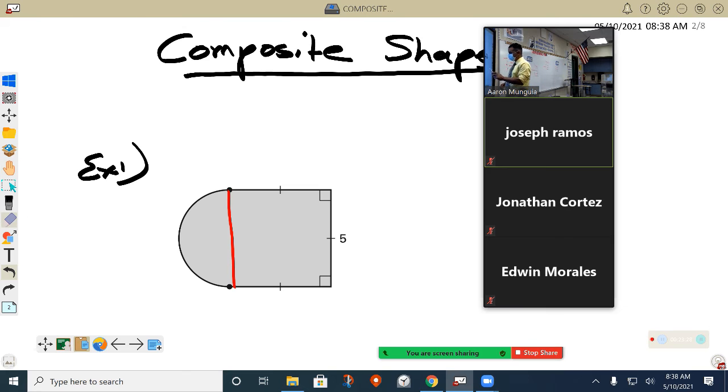This is example three, not one. I'll give you about a minute to copy this last one. We'll do it together. All right, this is a composite shape.